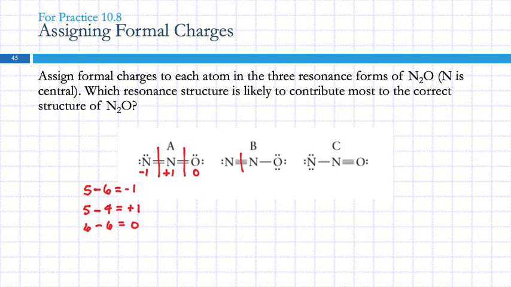Let's do this one in the middle here. Nitrogen on the end brought 5 and is going to leave with 5. So this one's 0. Nitrogen in the middle brings 5, leaves with 4, plus 1. Oxygen brings 6 and leaves with 2, 4, 6, 7. Okay. And then let's look at this one.